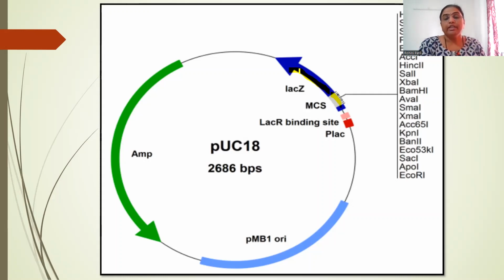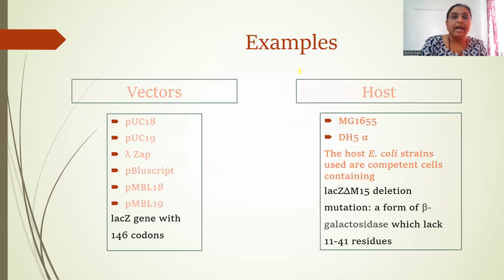So here are the examples. There are a number of examples that utilize this alpha peptide or this defective lacZ gene on a vector: pUC18, lambda ZAP, pBluescript, pMBL18, and pMBL19. In all of these, the lacZ gene is encoding only the 146 codons.